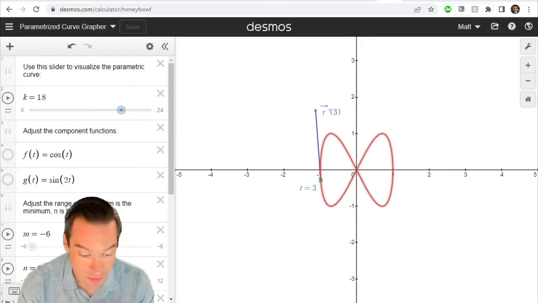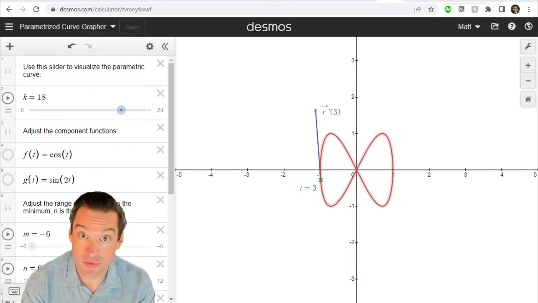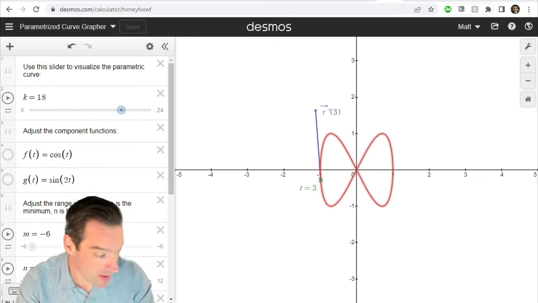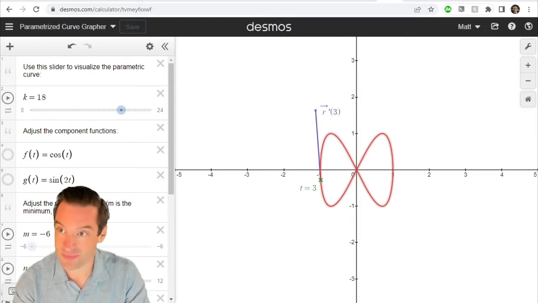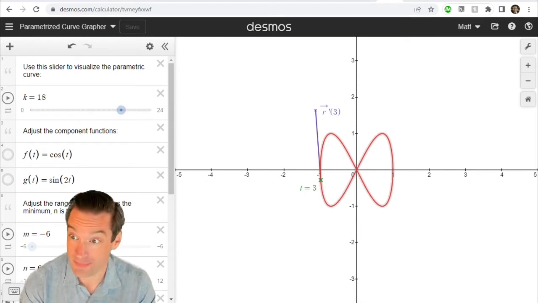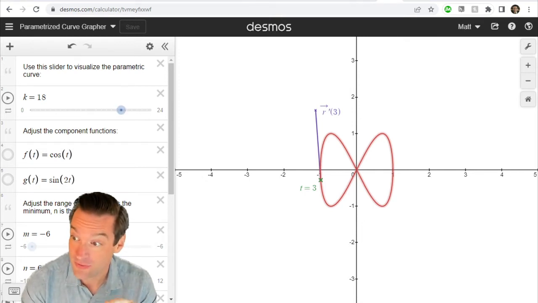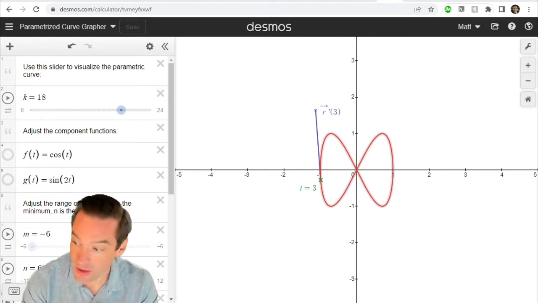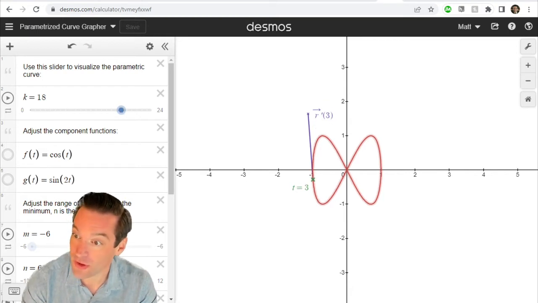So when you found the derivative of this, you took the derivative component by component, right? The derivative of cosine t was minus sine of t. The derivative of sine of 2t was twice the cosine of 2t. Again, don't forget that chain rule. And then when you evaluated that at t equals pi and plotted that vector with its initial point at the place where the parameterization is at pi, you got this vector that pointed sort of vertically upward.